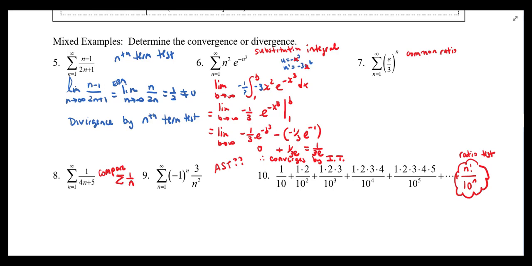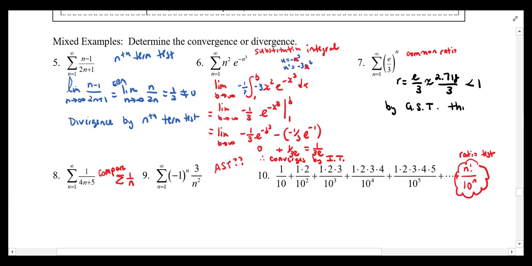Number 7, I gave you a hint. There was a common ratio, so I hope you can realize that the common ratio is e over 3. Now the question is, e is approximately 2.718 over 3, which is less than 1. So by the geometric series test, I know that this also converges. Cool.